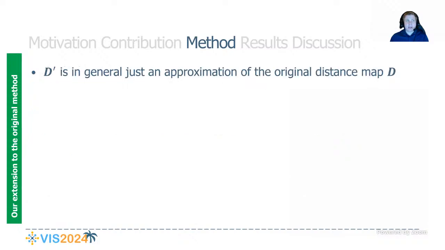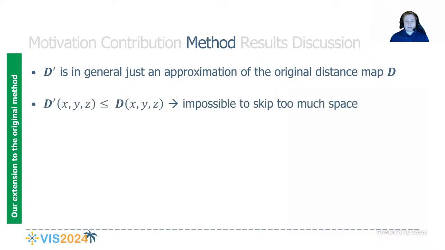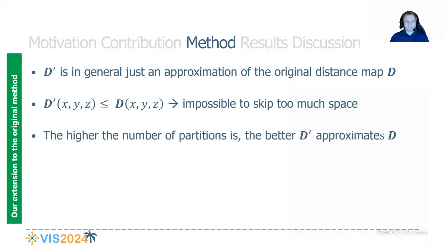D prime is in general just an approximation of the original distance map D. D prime is at every position smaller than or equal to the original distance map, so it's impossible to skip too much space, which is good because otherwise we would introduce rendering artifacts. The higher the number of partitions, the better D prime approximates D.